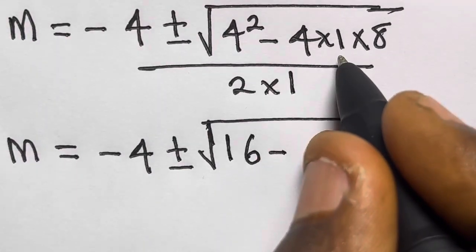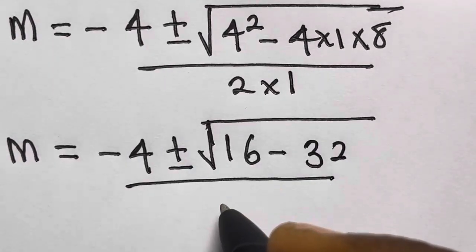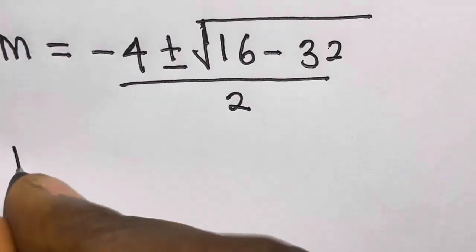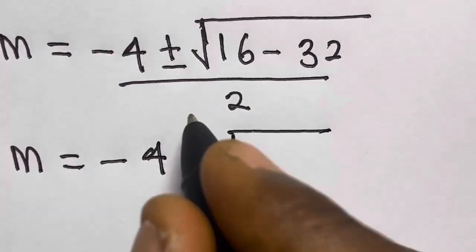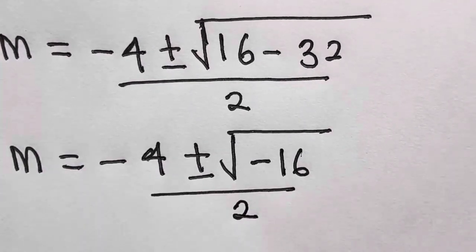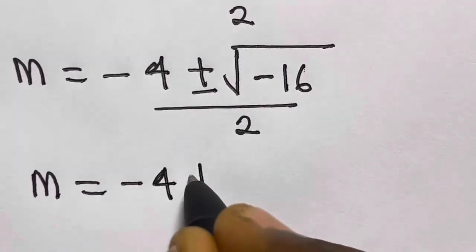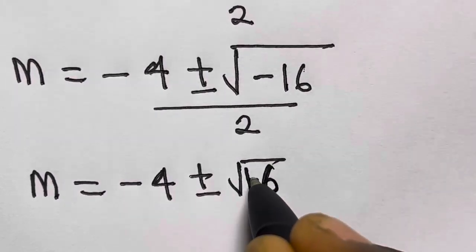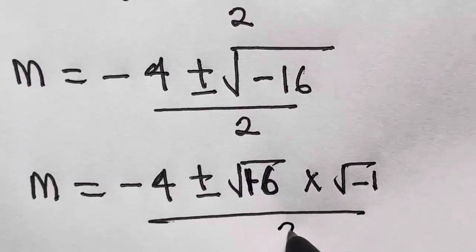minus 4 times 1, that is 4 times 8, that will give us 32, divided by 2 times 1, which will give us 2. So we have m equals minus 4 plus or minus square root of 16 minus 32, that is minus 16, divided by 2. Then we have m equals minus 4 plus or minus square root of 16 times square root of minus 1, divided by 2.